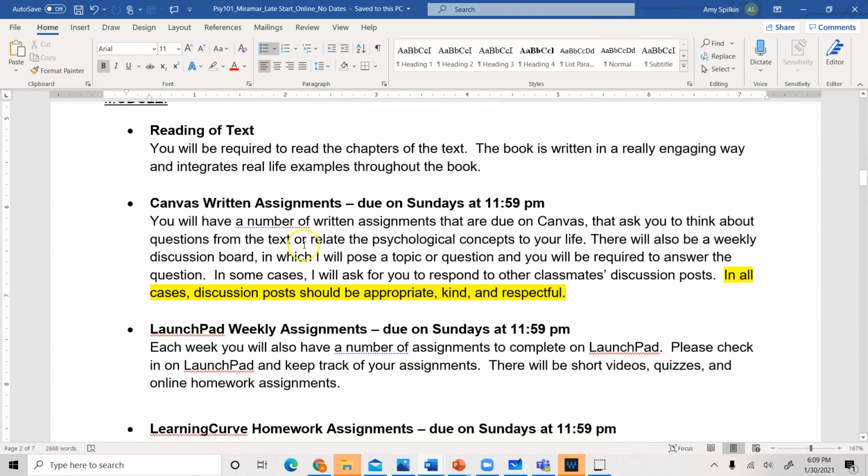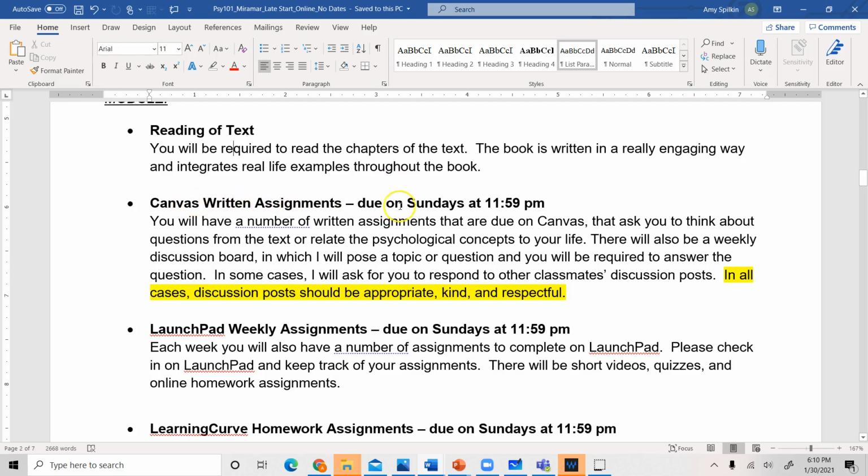And in terms of what's required from you, there's reading of the text. Each module, each week basically, will correspond to a particular chapter in the textbook. So you'll read the chapter. The book is really written, I think, in a very engaging way. It integrates a lot of real-life examples. I spent a lot of time choosing this book, so I hope that you really enjoy it.